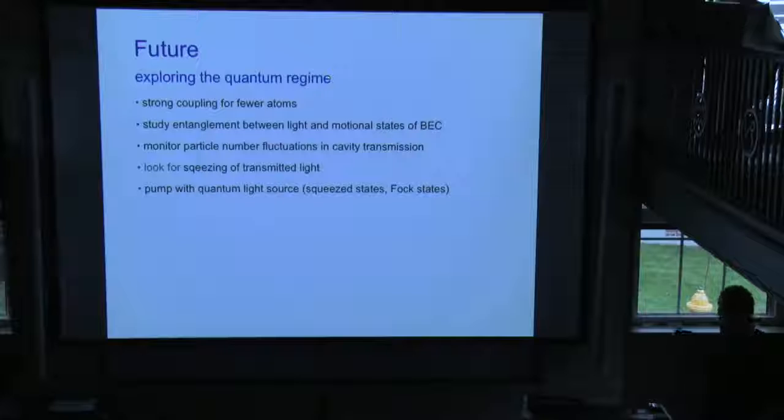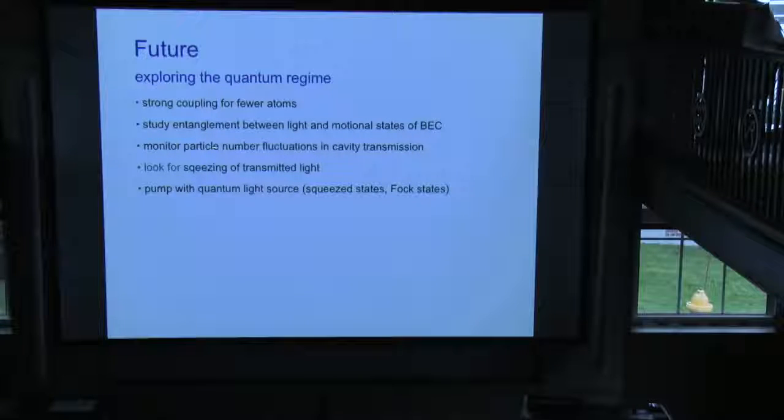That's something we want to do now, and we are already in deep trouble. I don't have any results on that to show. It's much harder than what we've done so far. So first, we are now into strong coupling for much fewer atoms, not 100,000 or 50,000, but 40 or 50 atoms. And then we want to study entanglement between the light and the motion states of the BEC.